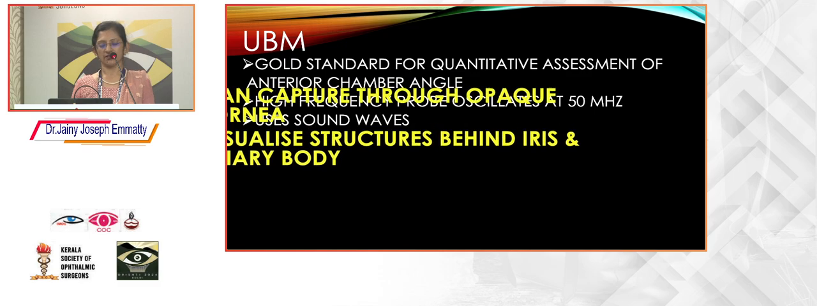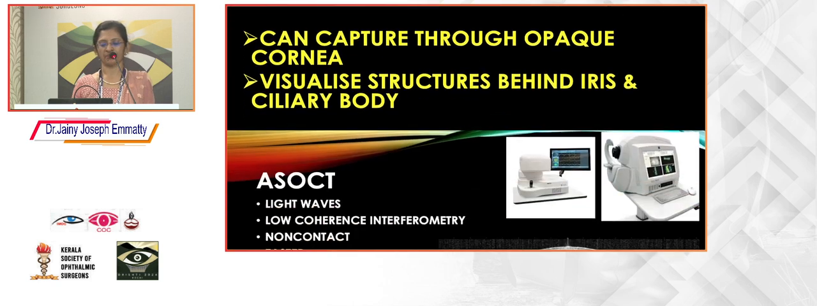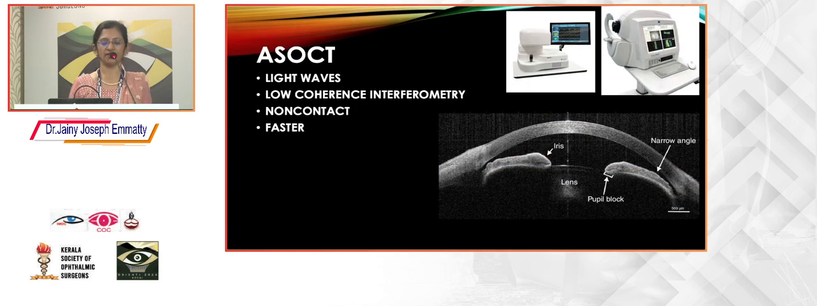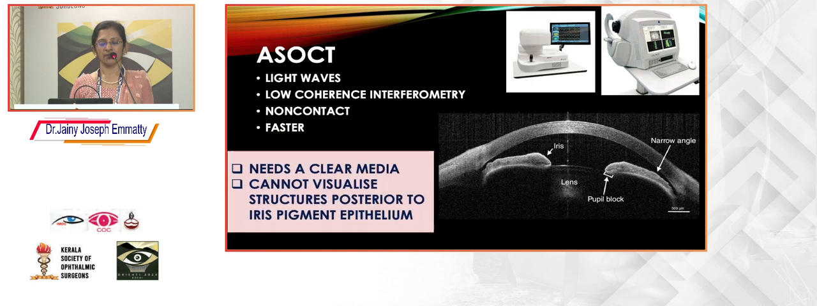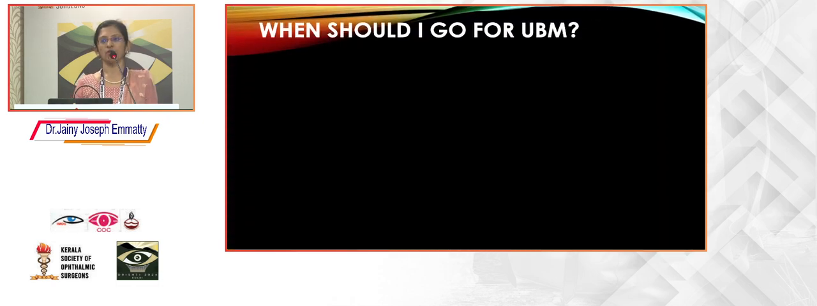The unique feature of UBM compared to the ASOCT is that it can capture through opaque media, the opaque cornea, and we can visualize the structures behind the iris and the ciliary body, which are not visualized by the ASOCT. Whereas ASOCT uses light waves and acts on the principle of low coherence interferometry. It is a non-contact technique, and it gives us faster acquisition of the images. But the problem with ASOCT is that it requires clear media, and we can't visualize the structures posterior to the iris pigment epithelium.